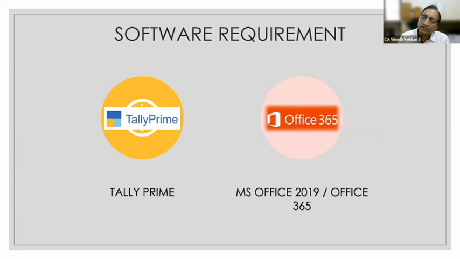If you don't have Office 365, nothing to worry. We even have the same options in Office 2019 and above. Office 2019 or Office 2021, both the softwares are okay for you. But my suggestion, practically what I have seen, is Office 365 is far faster and far better.